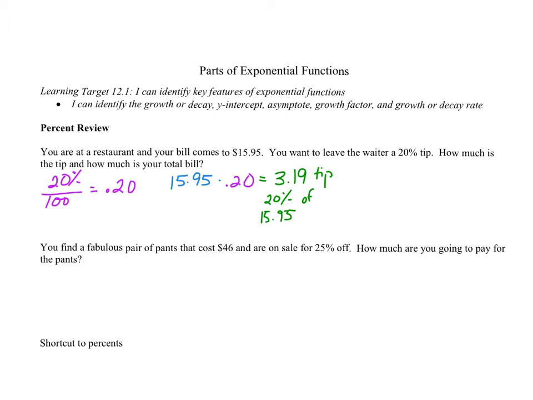But then it also asks how much is my total bill. So I need to take my $15.95 and add my tip of $3.19. That gives me my total bill of $19.14. Okay, so this is my total bill. The reason that I'm taking the time to go over percents is, one, how to change it to a decimal, and two, that we are finding the percent of something and then we either add it or subtract it to a value. So what I did is I increased $15.95 by 20%.